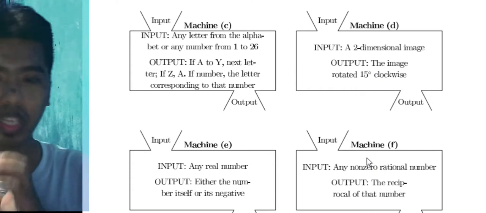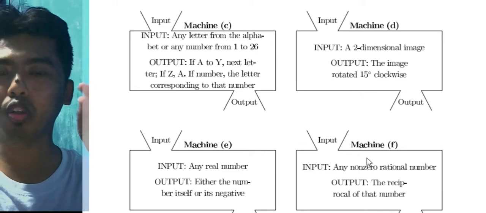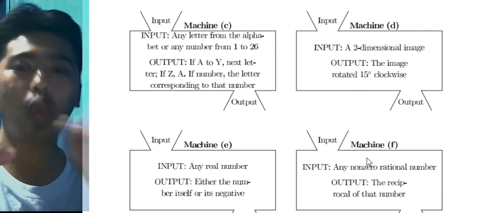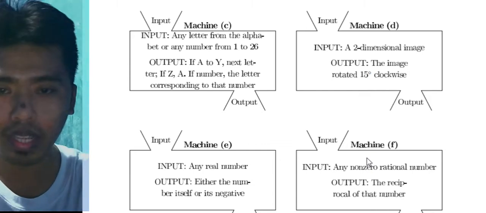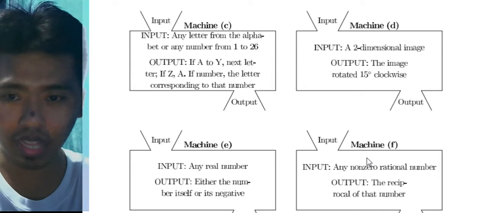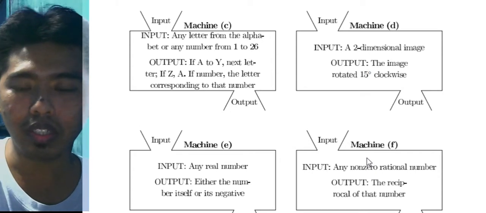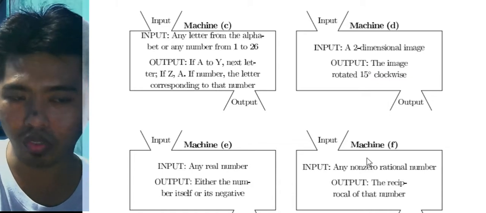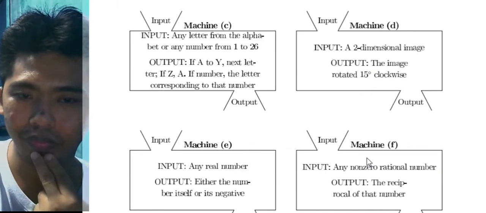So even if two inputs connect to only one output, as long as each input connects to only one output, that is still a function. Again, machine C is still a function. This is what we call a many to one function. Okay, now let's proceed to machine D.